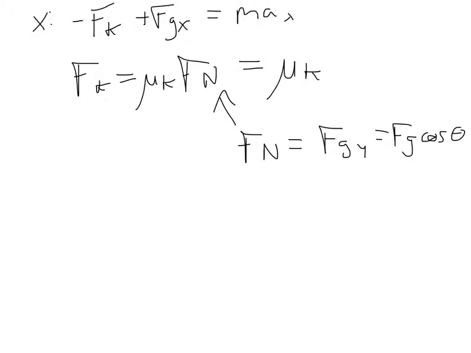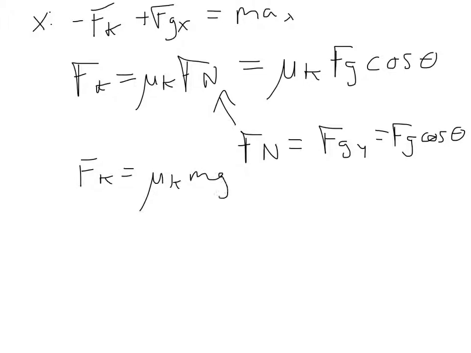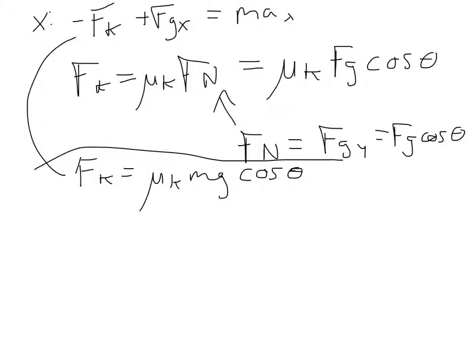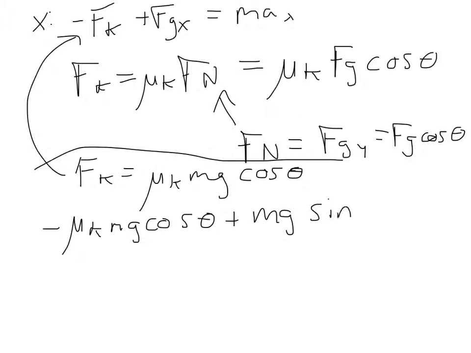So this over here is equal to mu k Fg cosine theta. Then we could say that Fk equals mu k mg cosine theta. And if we plug that in up here, we have minus mu k mg cosine theta plus Fgx, which is Fg sine theta, or mg sine theta, equals mass times acceleration in the x direction.